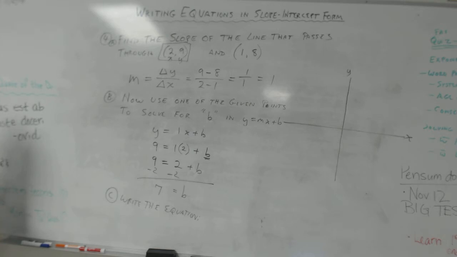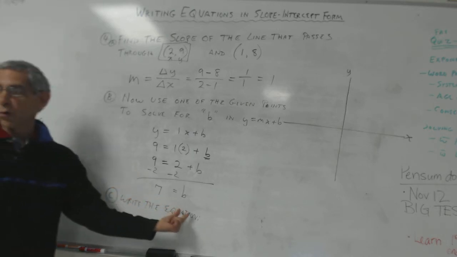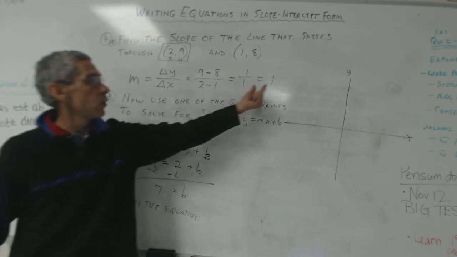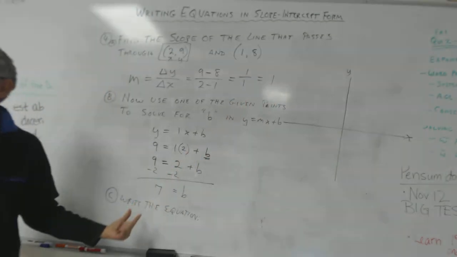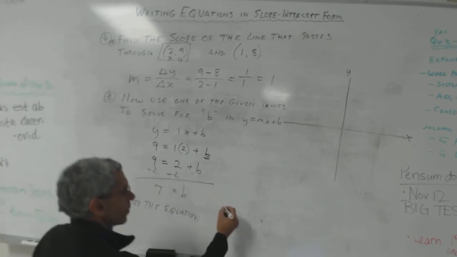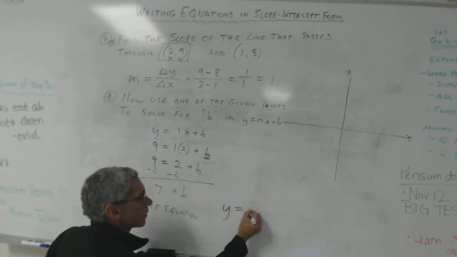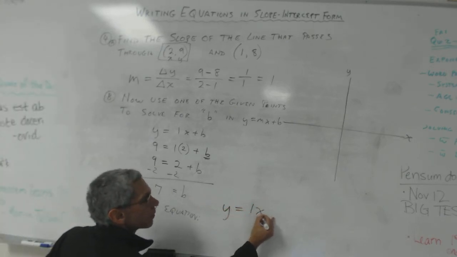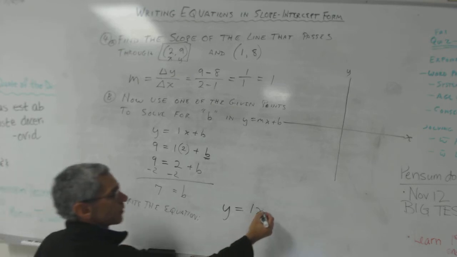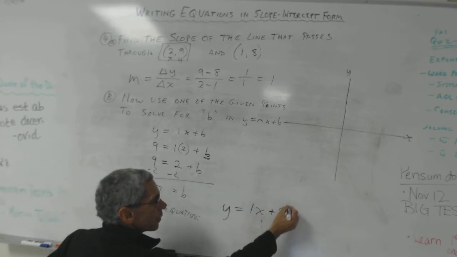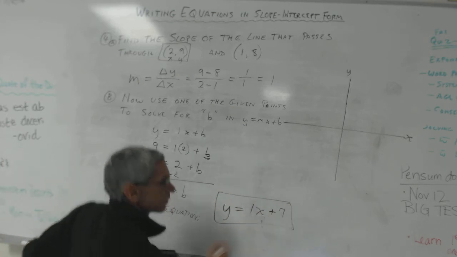So notice, we now know what our b is, and we now know what our slope is. That's supposed to be y equals 1x plus 7. Beautiful. Nice job. Look, we did it. That is the equation.